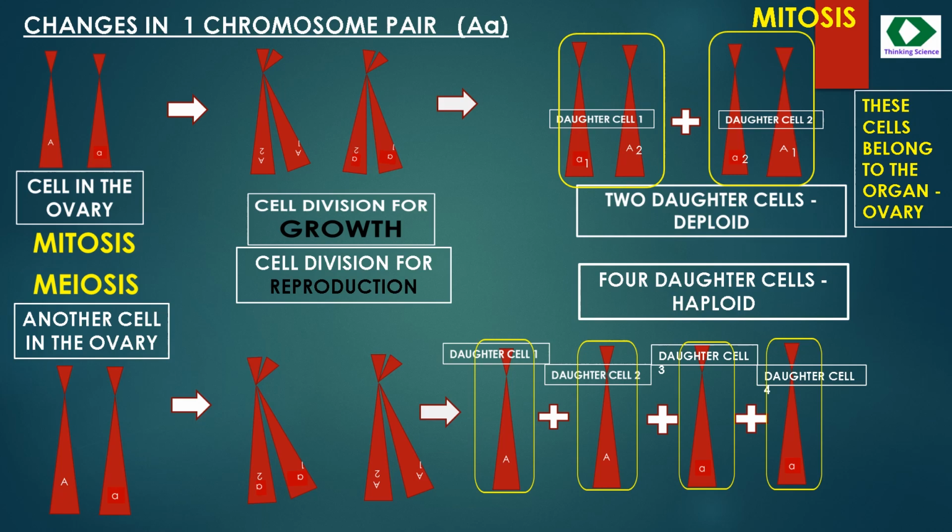It won't have both. So 4 daughter cells are formed from one mother cell. And what is the difference between the mother cell and the daughter cell? Daughter cells are all haploid, having one chromosome, whereas the mother cell was diploid. This type of cell division is called meiosis.